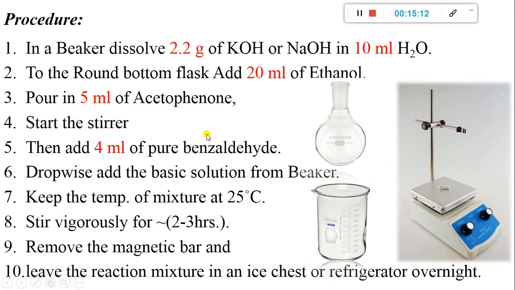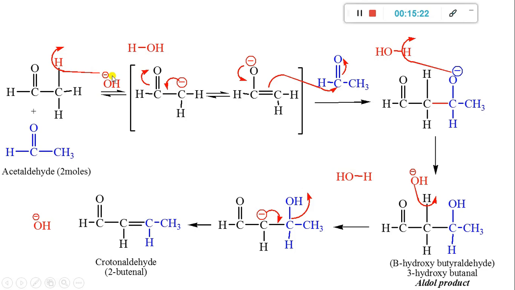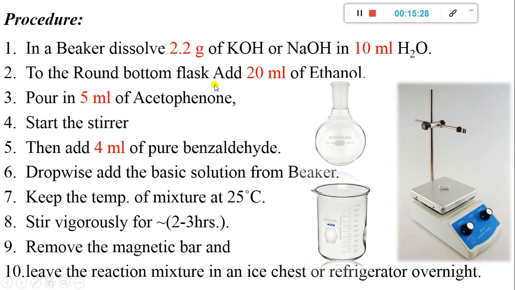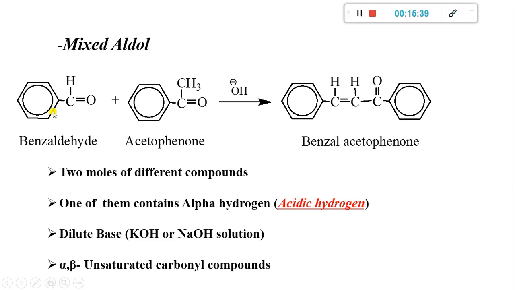Now let's go back to the procedure and explain some items. Why do we use KOH or NaOH? Of course, as a source of OH minus to abstract the alpha hydrogen. Why do we use ethanol? Ethanol, of course, is the solvent of the reaction. Why do we use acetophenone and benzaldehyde? Of course, both of them are starting materials.